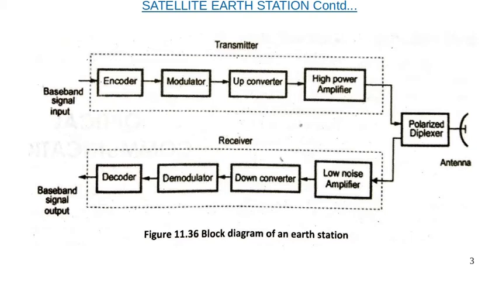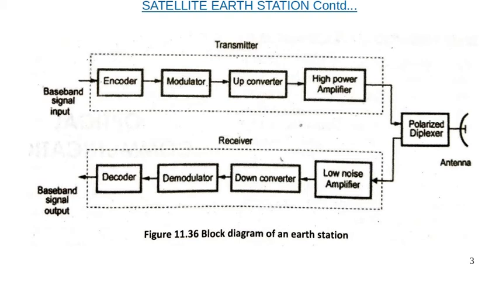Here we can see the baseband signal is applied to the encoder, and the encoder converts it to a format ready for modulation. So first the baseband signal is encoded and that encoded data is modulated. In the modulator section, the carrier is modulated by the encoded baseband signal. Then the modulated carrier is upconverted to the uplink frequency of the satellite. After converting to the uplink frequency, that signal is amplified by an amplifier to a higher power level. That amplified signal is then passed to the transmitter antenna through the polarized diplexer, and from that antenna, the signal is transmitted towards the satellite.